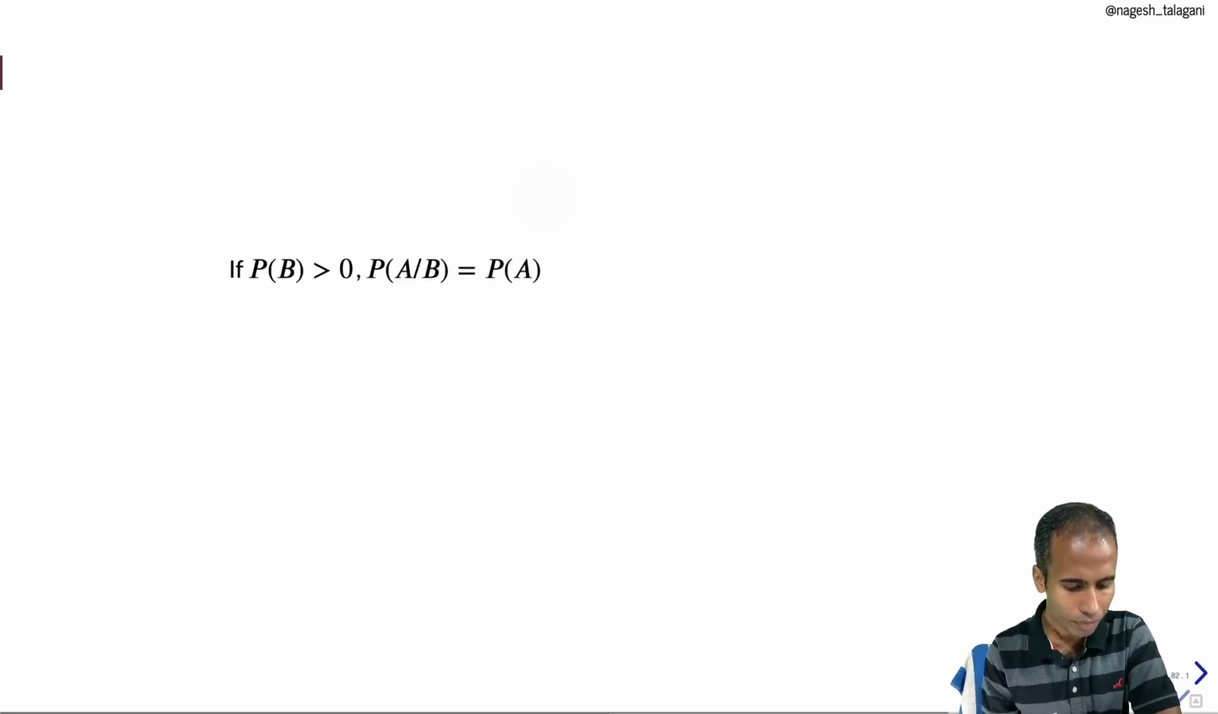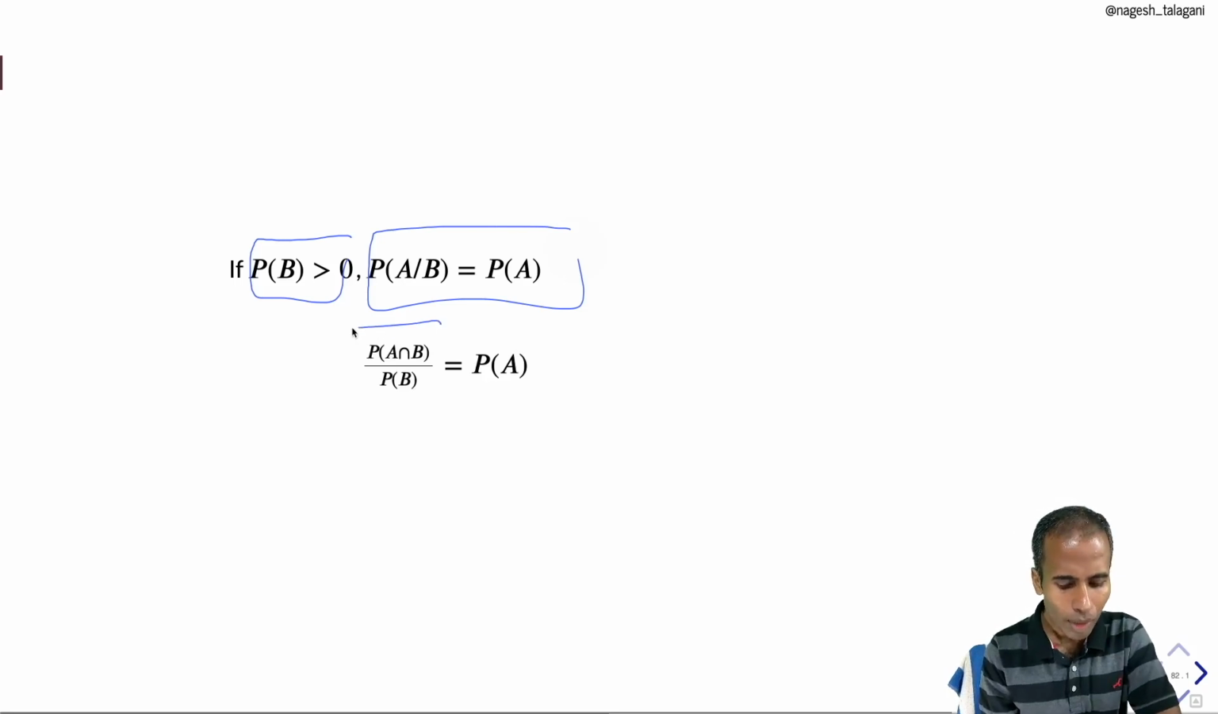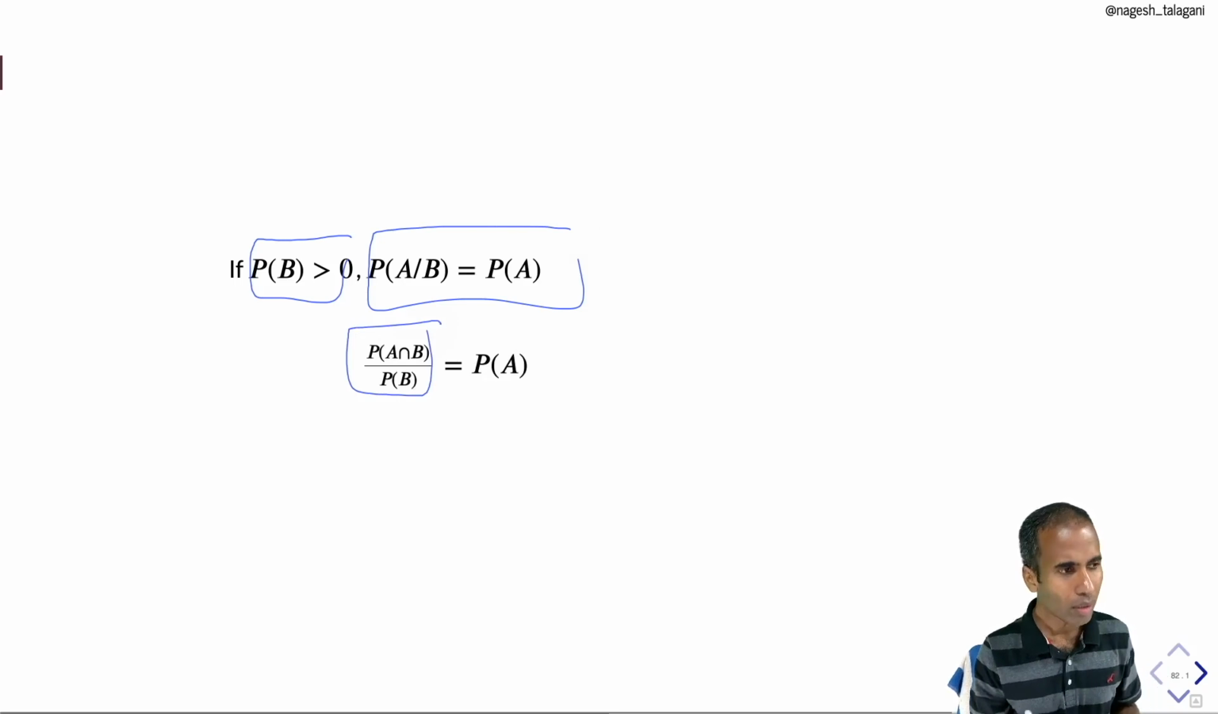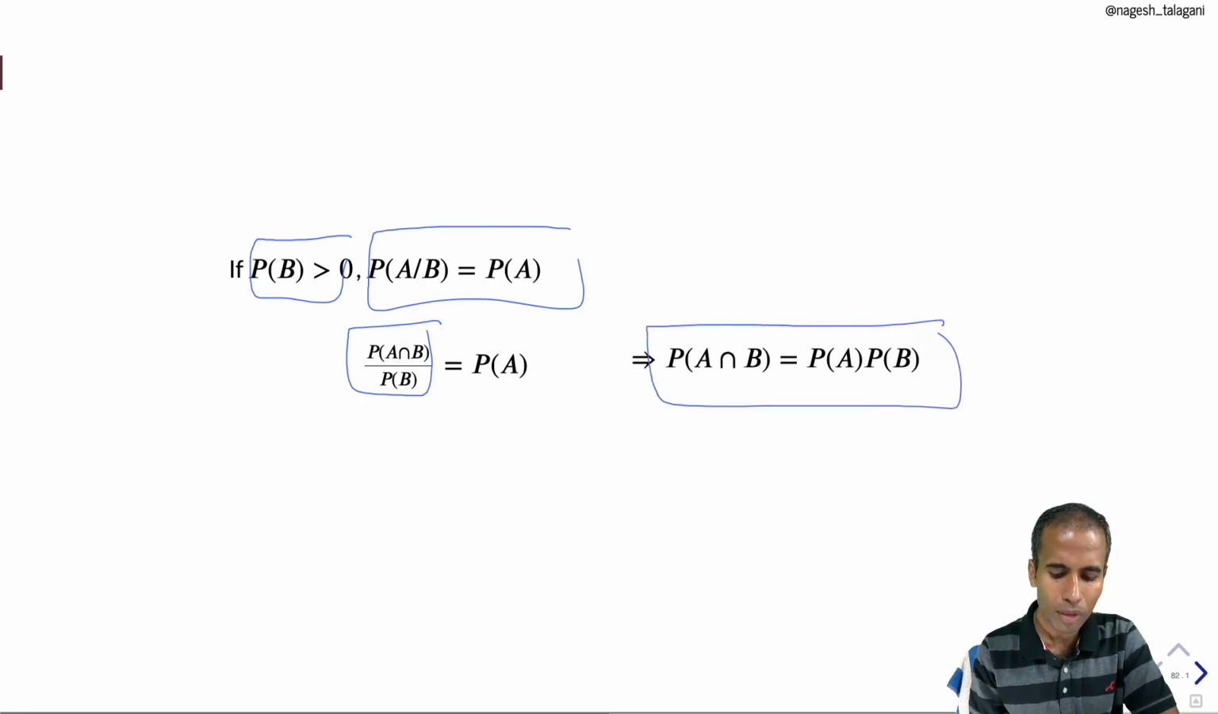See now, so we know that when probability of B is positive, this expression makes sense. Then what is the probability of A given B? According to the conditional probability definition, the left hand side is probability of A intersection B divided by probability of B. Now, if you multiply both sides by probability of B, you end up with probability of A intersection B equal to probability of A times probability of B.